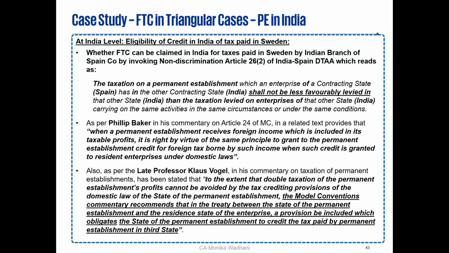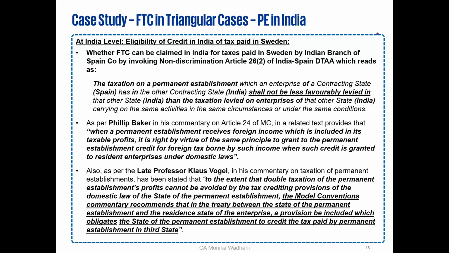So Philip Baker in his commentary on Article 24 of the Model Convention has mentioned like this: when a PE receives foreign income which is included in its taxable profits, it is right by virtue of the same principle to grant to the PE credit for the foreign taxes borne by such income when such credit is granted to resident enterprises under domestic laws.